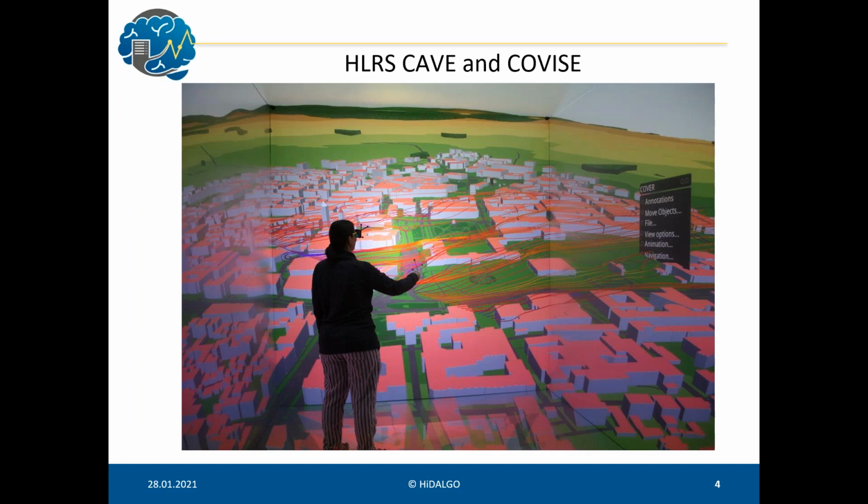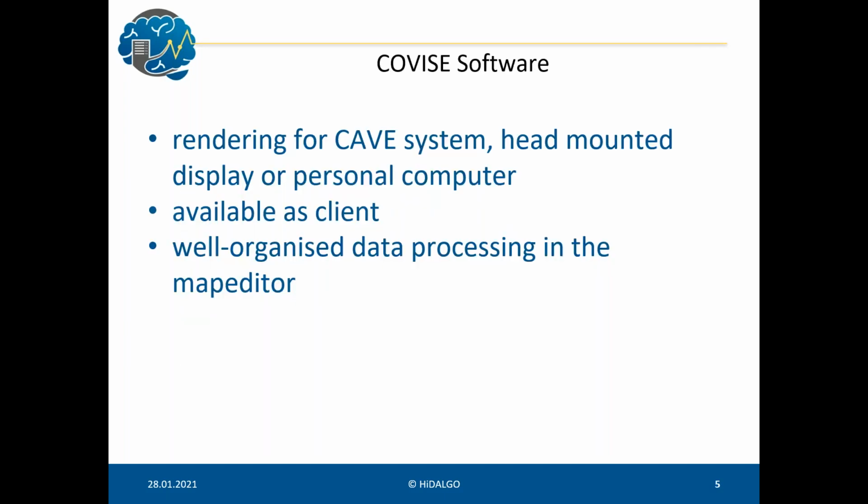The software we use for rendering is named COVISE. COVISE is mainly used for this cave system, but it can also be run for head-mounted displays or on your personal computer. COVISE is available on GitHub. It is open source and it comes with a graphical user interface which allows well-organized data processing in the so-called map editor.